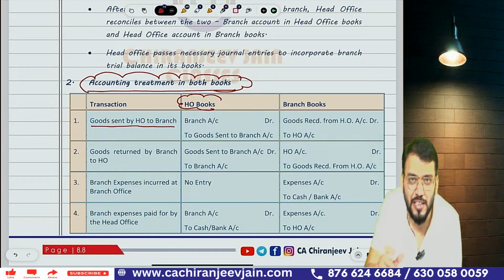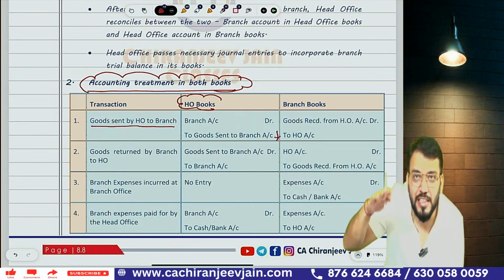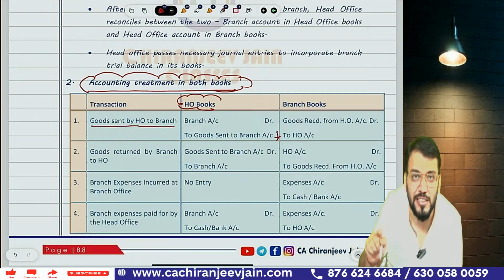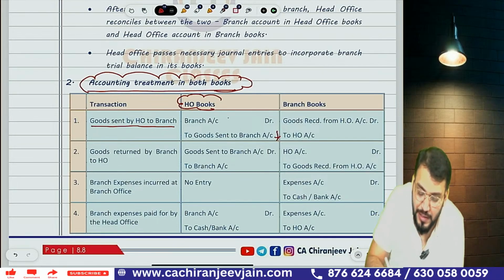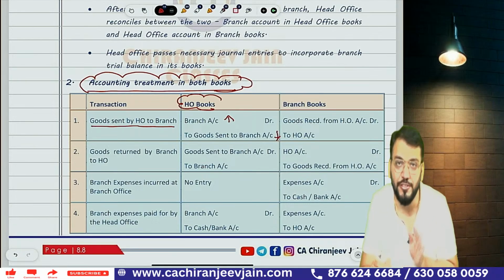We can say it is nothing but representing goods. Goods is decreasing. So if goods decrease, it will be credited. Any decrease in the asset will be credited, and the amount is receivable from branch. So this becomes one type of entry. This will increase the branch account: branch account debit to goods sent to branch.